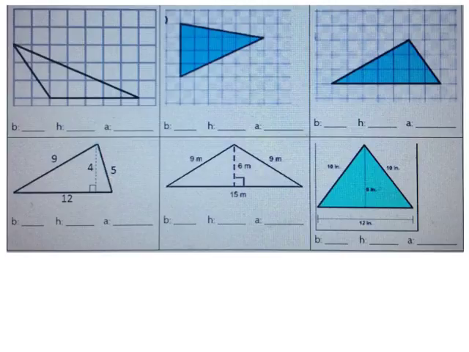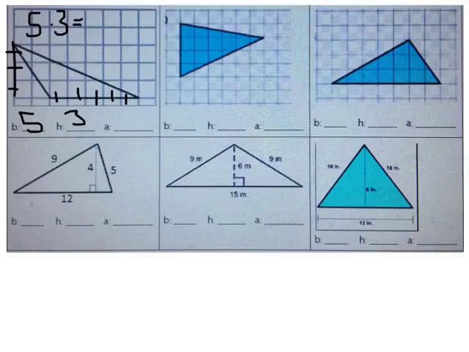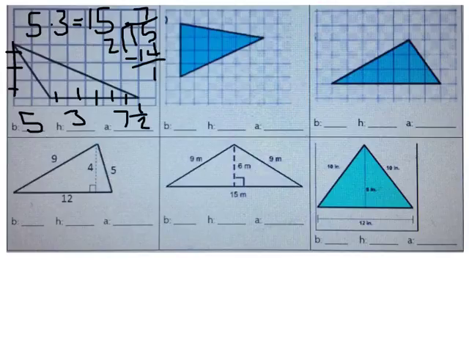The base is 1, 2, 3, 4, 5. The height is 1, 2, 3. When I multiply 5 times 3, I get 15. Because a triangle is half of a parallelogram, I have to divide by 2. 15 divided by 2 is 7, with 1 left over, or 7 1/2 square units.